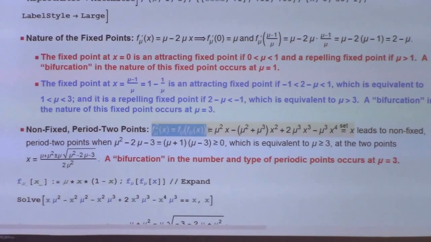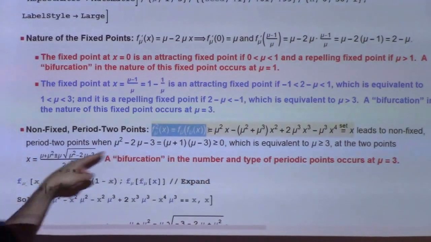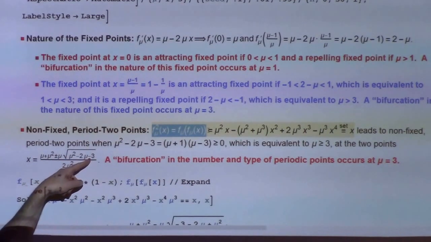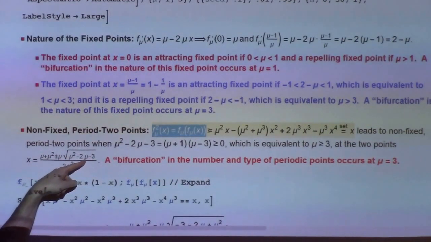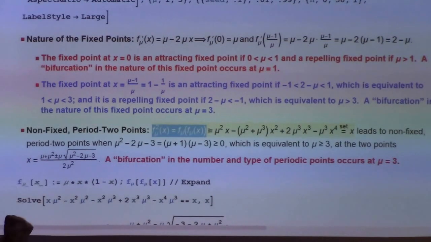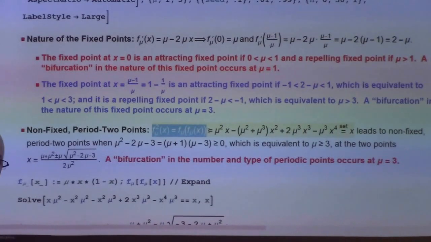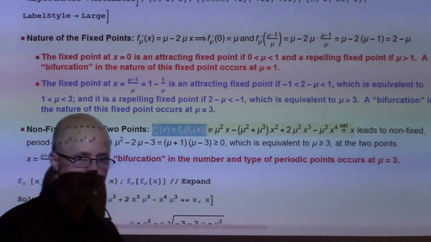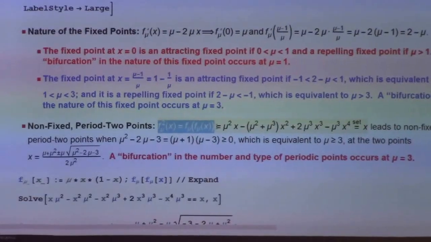And it turns out, I use mathematics to help me solve it, that when mu is greater than or equal to 3, this thing under the square root is going to be non-negative, greater than or equal to 0, and so this will be real. And when it's strictly positive, it's going to give you those two more points that are period 2 points. A bifurcation has occurred. If you took Diffy Q from me, bifurcation is a word you've heard before. A change has happened, essentially. There's another reason it's called a bifurcation that I'll show you in a minute.